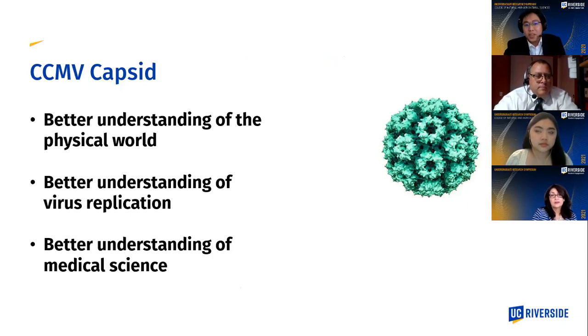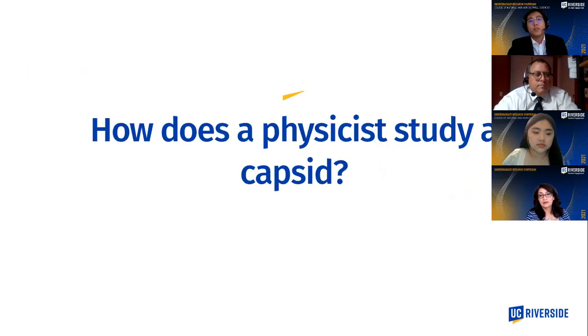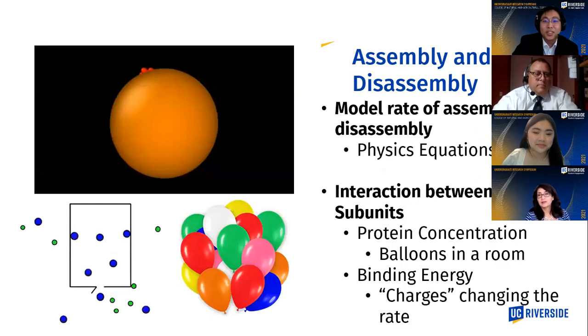As I mentioned before, the capsid is made of a protein. So the CCMV capsid in particular has a specific feature that we are interested in. The interesting feature of the capsid holds great promise in enabling humanity to have a better understanding of the physical world, better understanding of virus replication, and better understanding of the way we can harness virus properties to advance the medical sciences. So you might be wondering, how does a physicist study a virus capsid? Shouldn't a biologist be doing that? Well, as a team of theoretical biophysicists, we are able to develop models that can accurately calculate and even predict the rate of assembly and disassembly of these capsids.